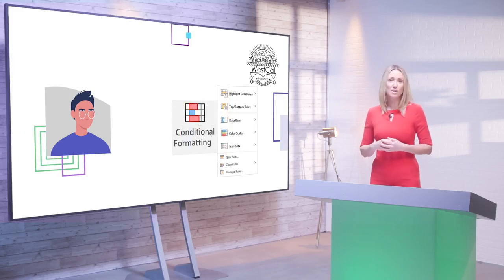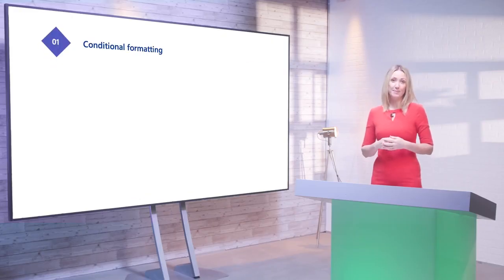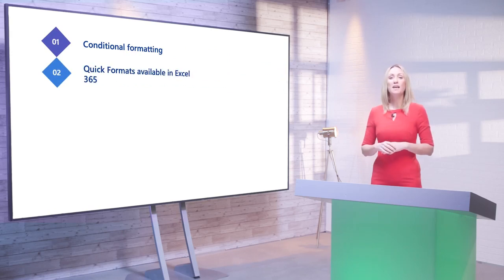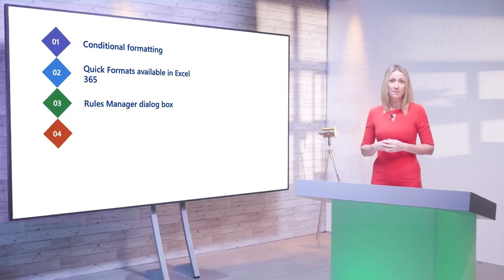Thomas's manager has also challenged him to provide different types of visualization analysis using colour and icons. To achieve this, Thomas can also use conditional formatting. Let's now take a closer look at how conditional formatting works in Excel and how to apply it. In this lesson, you will learn about conditional formatting, the conditional formats that are available in Excel, the Conditional Formatting Rules Manager dialog box, the New Formatting Rule dialog box, and the Clear Rules command.